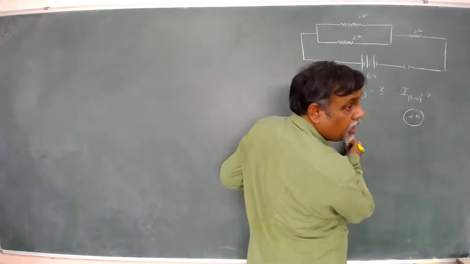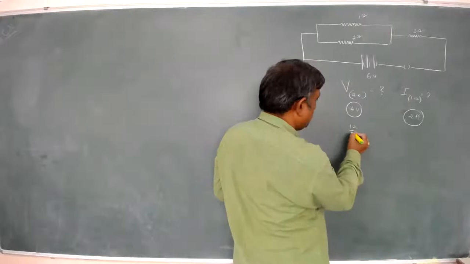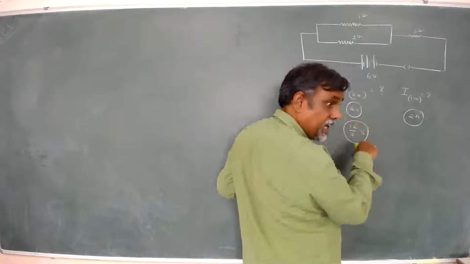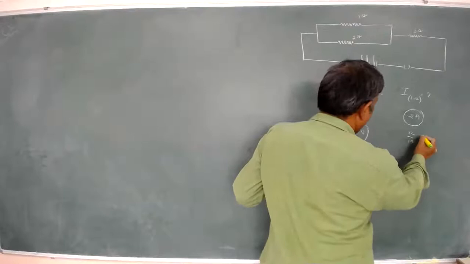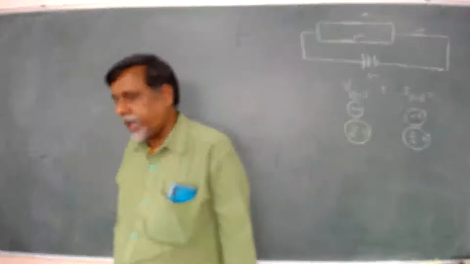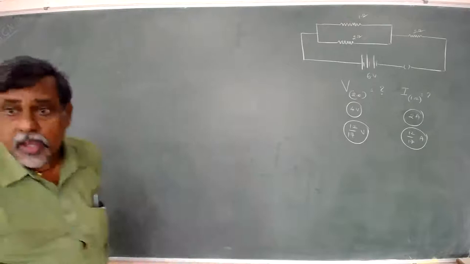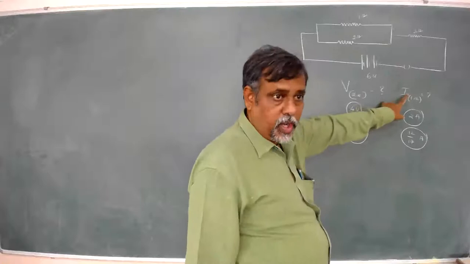What is this? 1 by 7 volt. 1 by 17. Correct? 1 by 7 ampere. Okay, different answer. So check what it is here. Saha, your answers please. 4 by 11. Ivan, this is 4 by 11 ampere. One more answer.